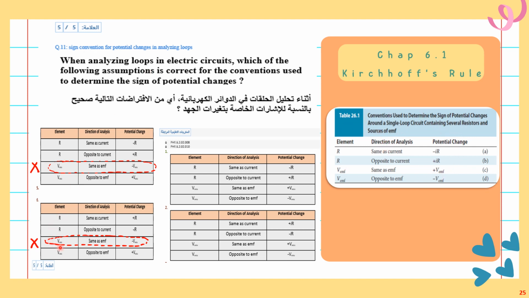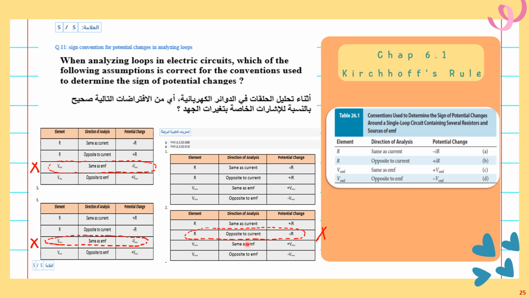So let's go to the second table. Here is another mistake. Direction of the analysis, or direction of the loop: if it's the same as the battery, it's supposed to be positive. So this is the same mistake repeated in both tables. Let's go. What about this one? What is the mistake in this table?